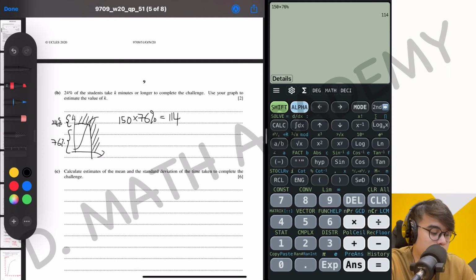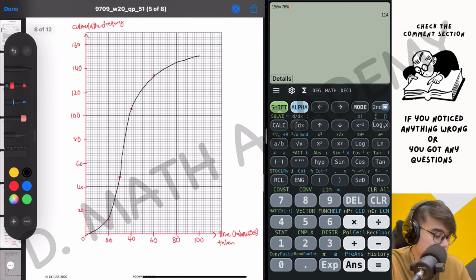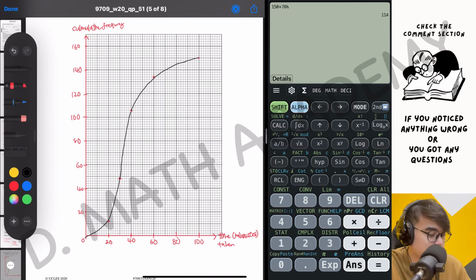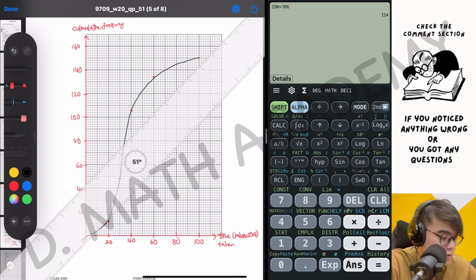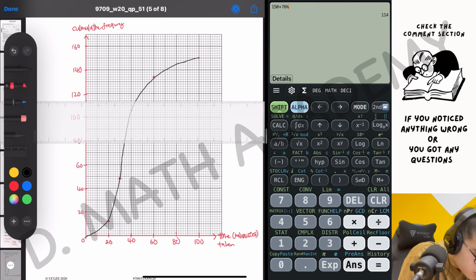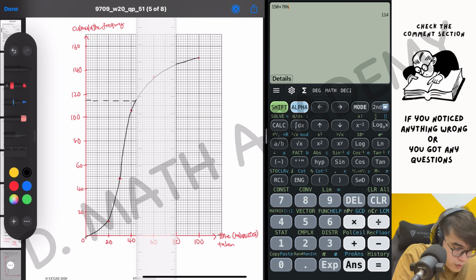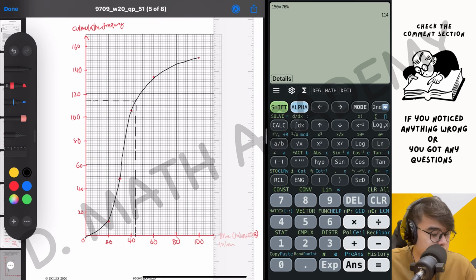You will get 114. So from 114, let's check. 114 is somewhere around here, I suppose. So when we trace it down, you will get it as 40 plus minutes. I think it's about 44 minutes.